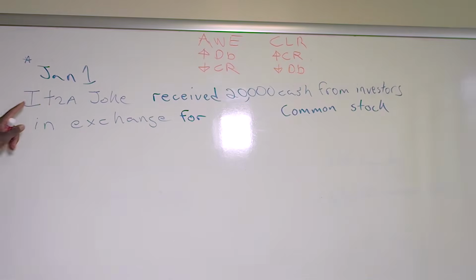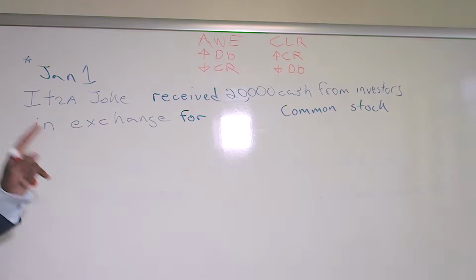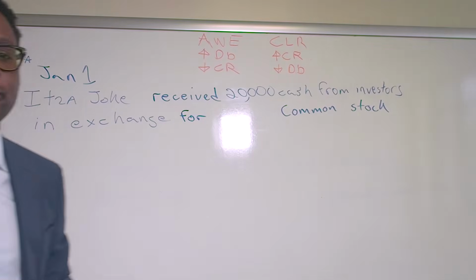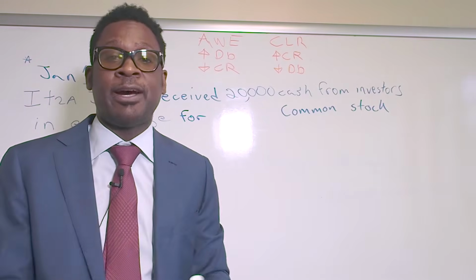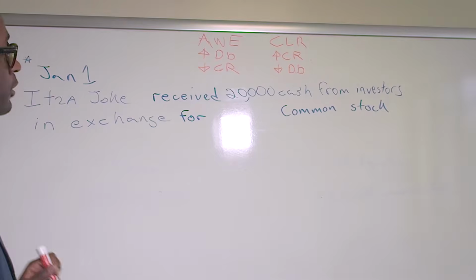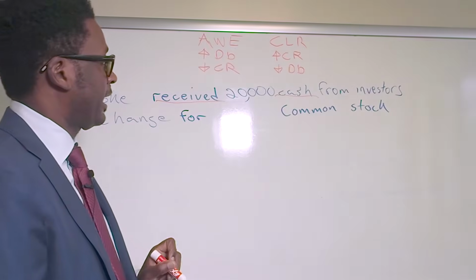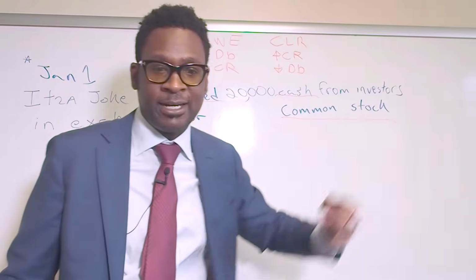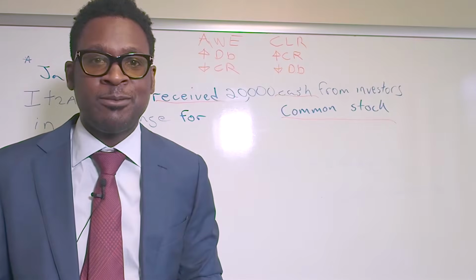First, It's a Joke received $20,000 cash from investors in exchange for common stock. So we already know the ropes, gang. First things first, you always identify the keywords. So what keywords do we have in here? Receive, cash, and common stock, right? And so we already know what to do once we identify those keywords, gang.